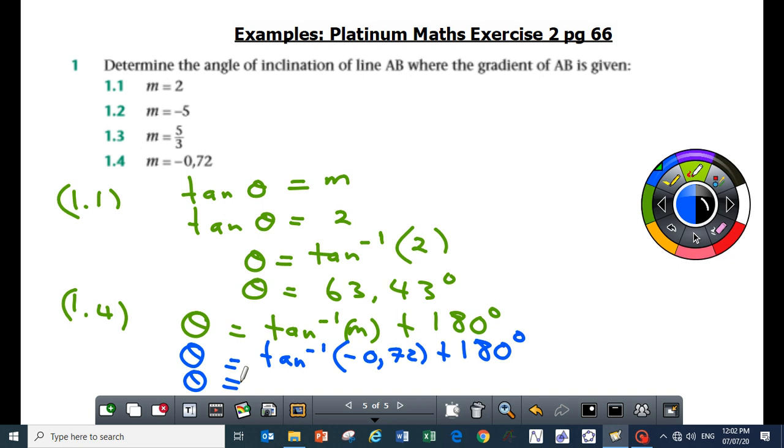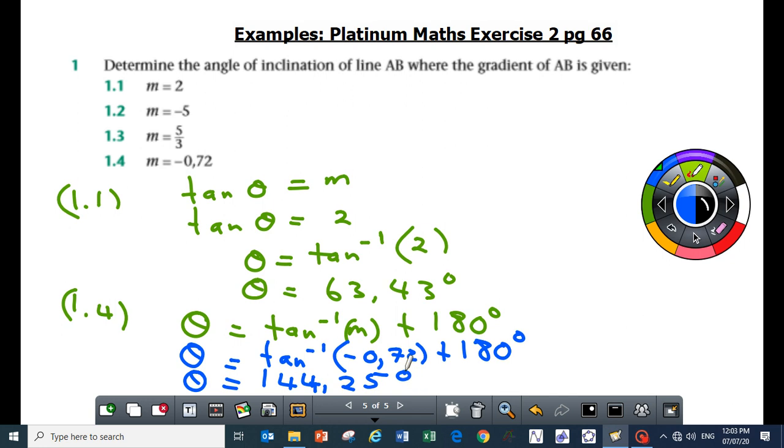Okay, so that's shift tan of 0.72, actually it's negative, so it will be minus 0.72, okay, then you add 180, okay, get 144.25 degrees.